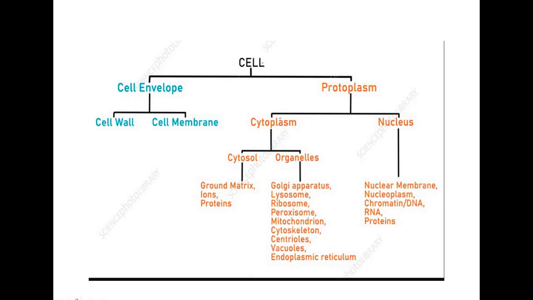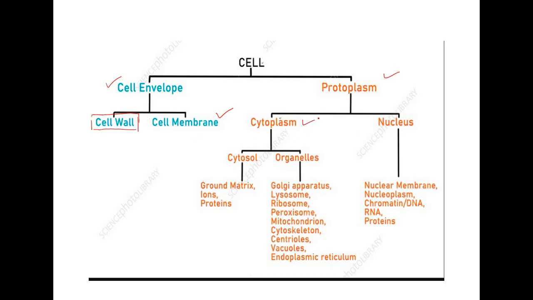Now this is the division of cells. One cell consists of different organelles. First, the cell is divisible into cell envelope and protoplasm. It is the outer covering. Cell envelope is of two types. Plant cells and bacterial cells, even fungal cells, have a cell wall. While in animal cells, the outer covering is the cell membrane. So cell envelope is of two types: cell wall and cell membrane.